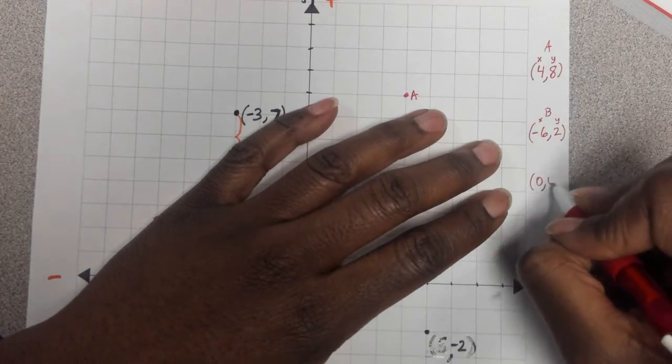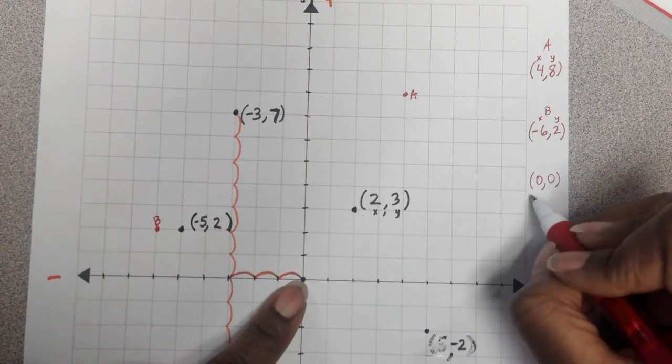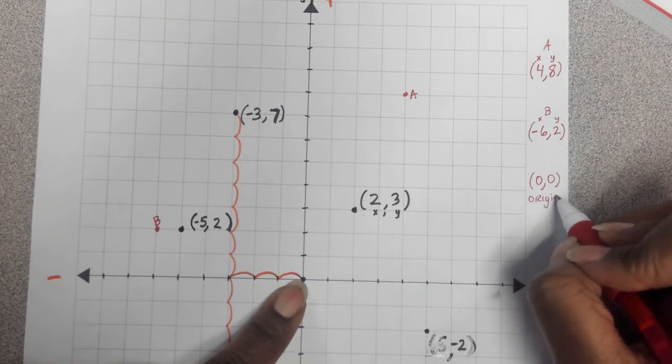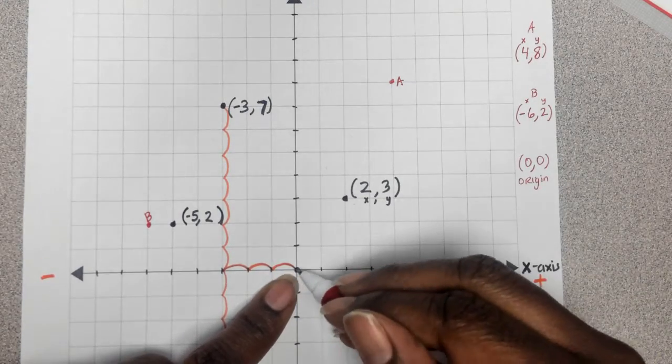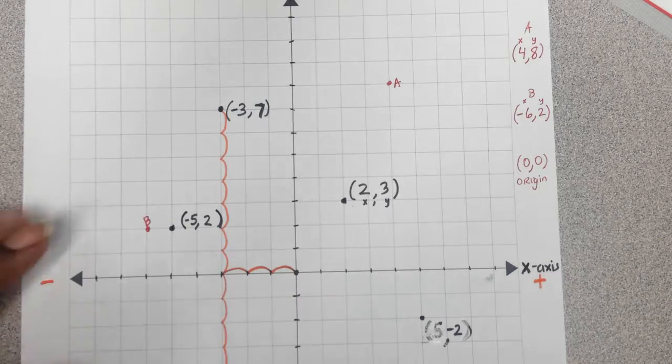Just the random 0, 0, that's your origin. 0, 0, another name for that one is the origin. That's one thing that all students remember. They always know where the origin is and how to find it. It's right there in the middle of the x and y axis.